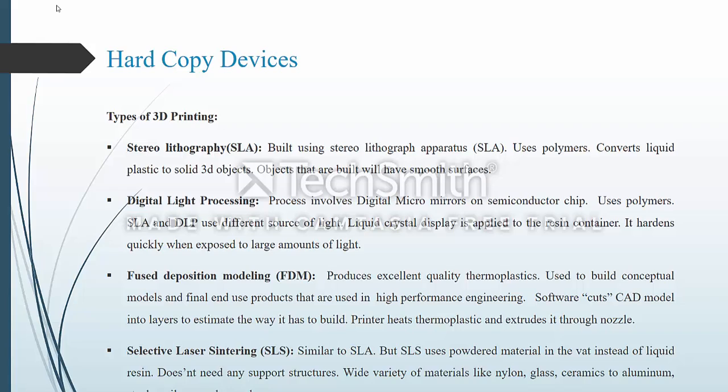Stereolithography (SLA), built using a stereolithography apparatus, uses polymers and converts liquid plastic to solid 3D objects. Objects that are built will have smooth surfaces. Digital light processing: the process involves digital micro mirrors on a semiconductor chip and uses polymers. SLA and DLP use different sources of light. A liquid crystal display is applied to the resin container. It hardens quickly when exposed to large amounts of light.